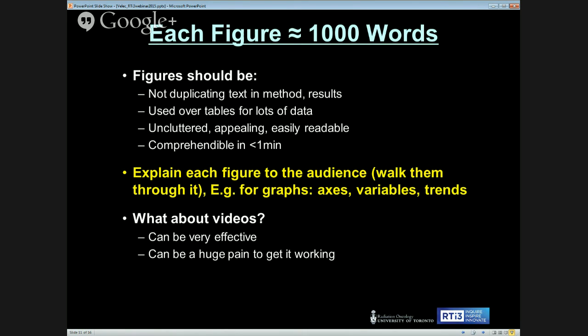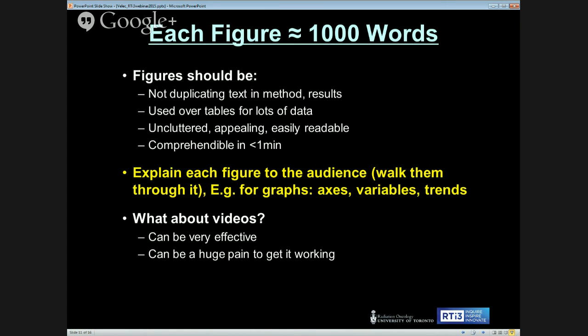Remember, 1 slide per minute. So is that figure comprehensible in less than a minute, or do you need to spend more time on it? And this is another kind of golden rule that sometimes we forget to do, and I forget to do this often as well: I strongly suggest to explain each figure to the audience. So just putting up a line plot and assuming that the audience is going to understand what's happening is probably a bad idea. So spend a few seconds and walk them through it.